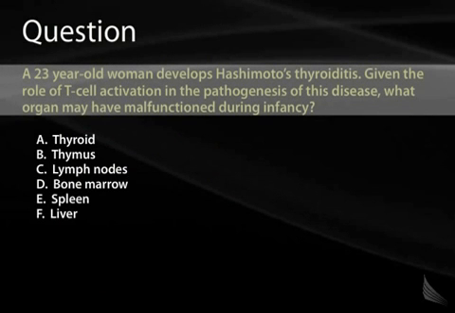So a question, a 23-year-old woman develops Hashimoto's thyroiditis. Given the role of T cell activation in the pathogenesis of the disease, what organ may have malfunctioned during infancy? Is it A, thyroid, B, thymus, C, lymph nodes, D, bone marrow, E, spleen, or F, liver?